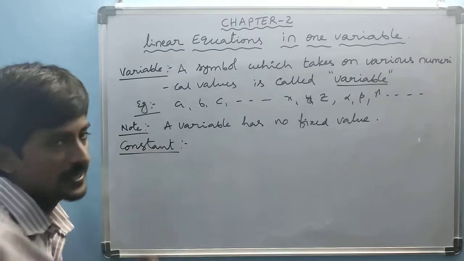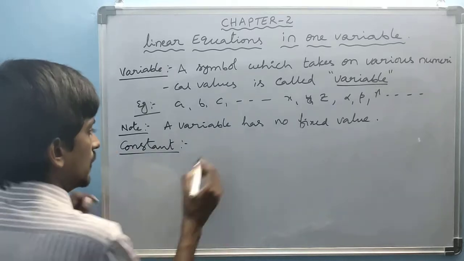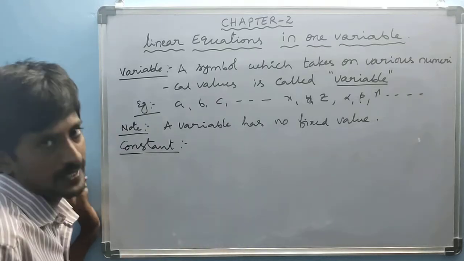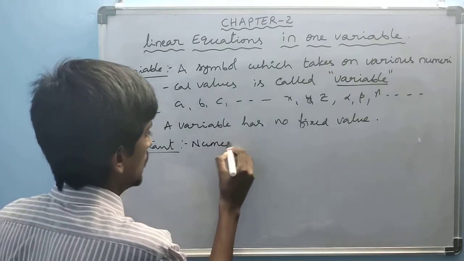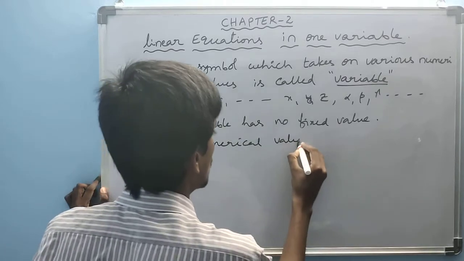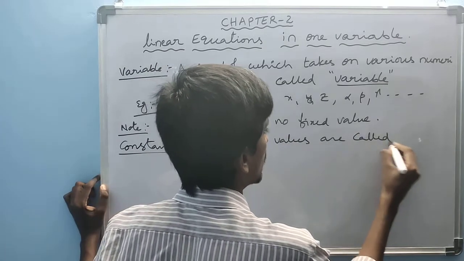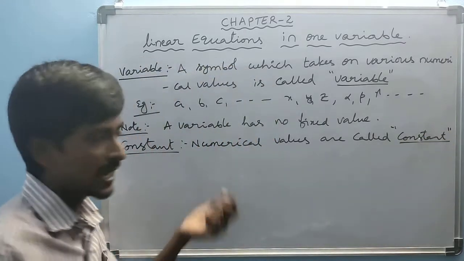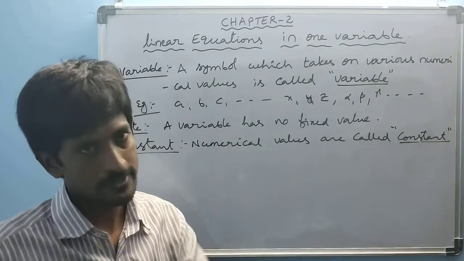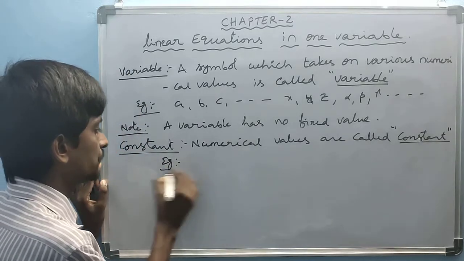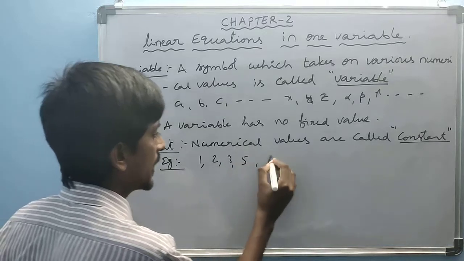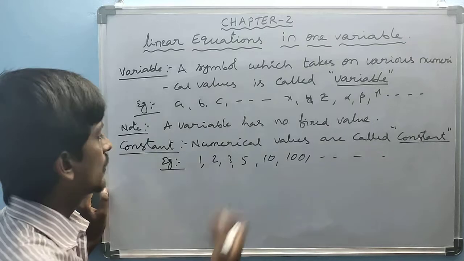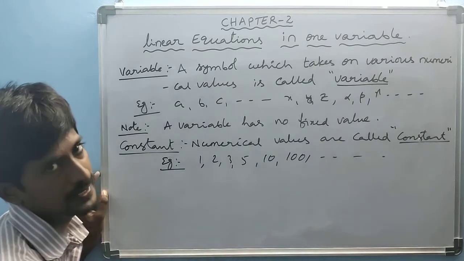What is the meaning of constant? All numbers are called constants. Numerical values are called constants. Numbers or numericals are called constants. Already you know. Example: 1, 2, 3, 5, 10, 100 and so on. These are called constants or numericals or numbers.